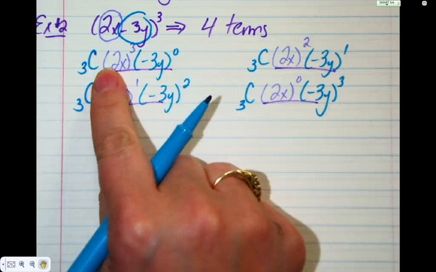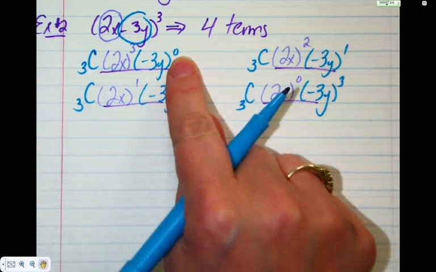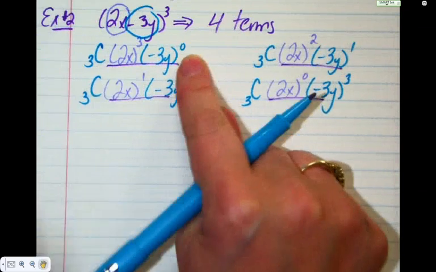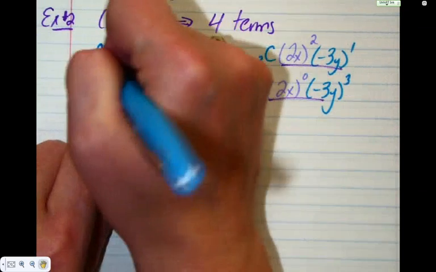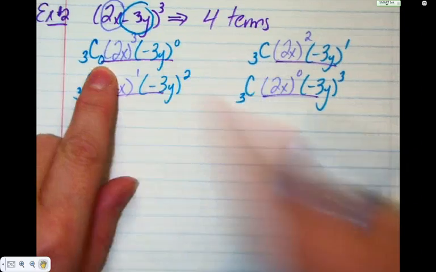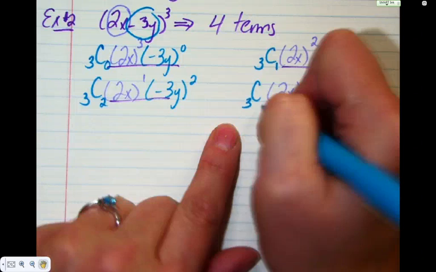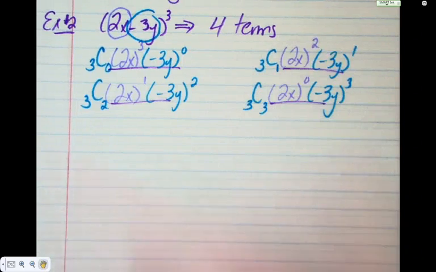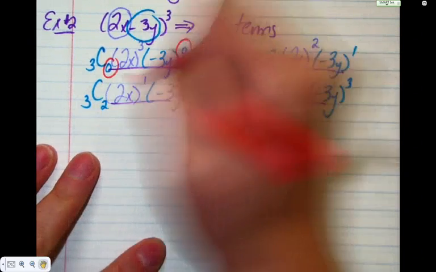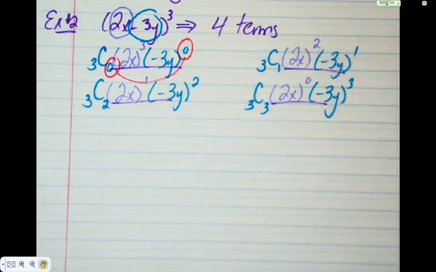The r value comes from its position in Pascal's triangle, which is the same as the last exponent. So these are always going to match. So this is a 3C0 because this is 0. This is a 3C1, 3C2, 3C3. Okay, so I'm just going to make a note for the first one. This and this will always match because of its position in Pascal's triangle.